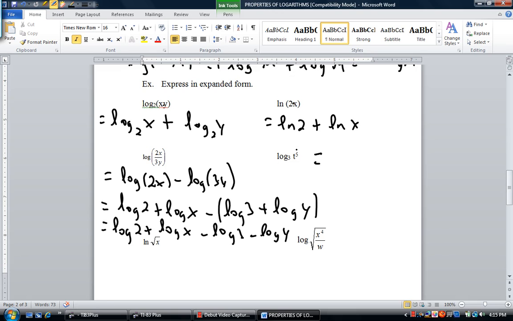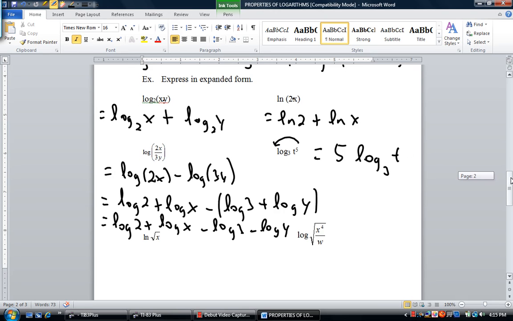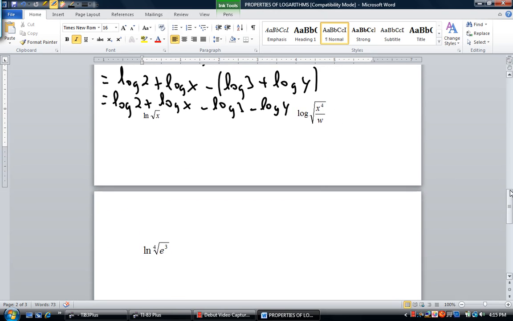Now this one right here, log base 3 of t to the 5th. See that exponent? It just moves out in front. Becomes 5 log base 3 of t. And that's it. Now we got a few that might not be as easy. Well, you may not think this is easy, which is a strong possibility, but that's okay.